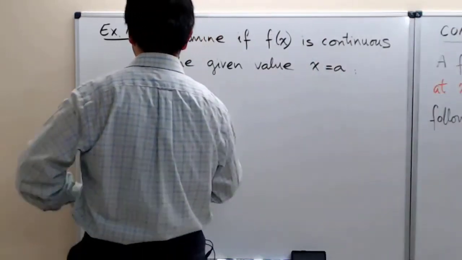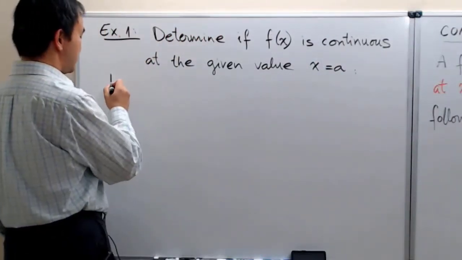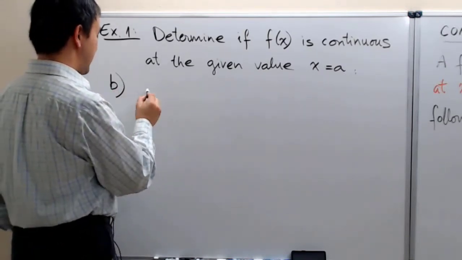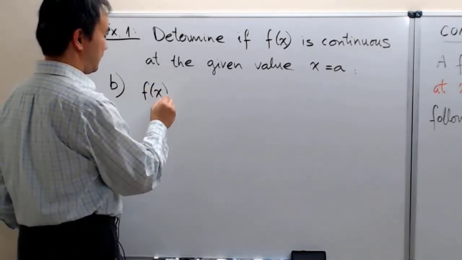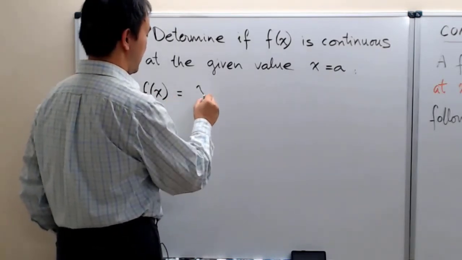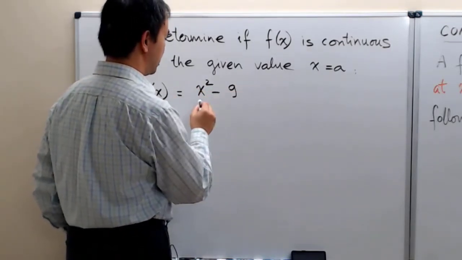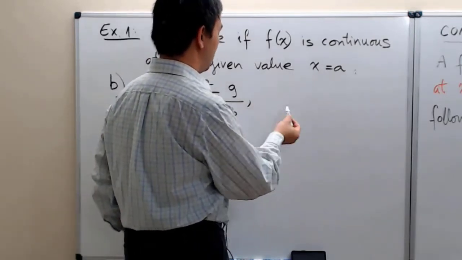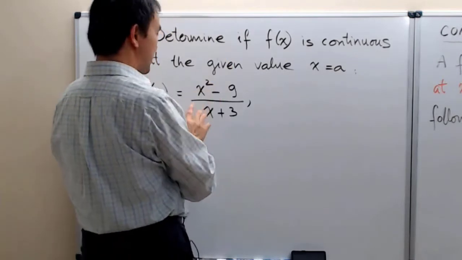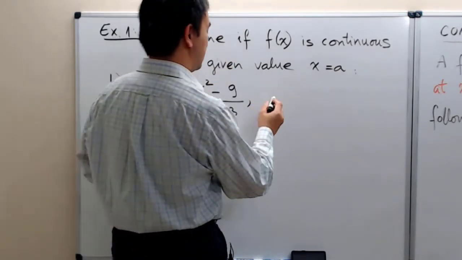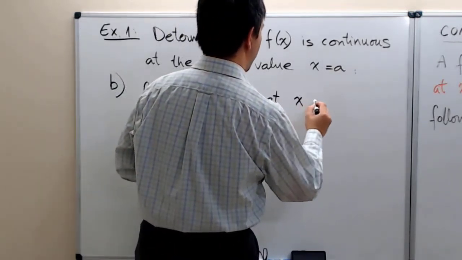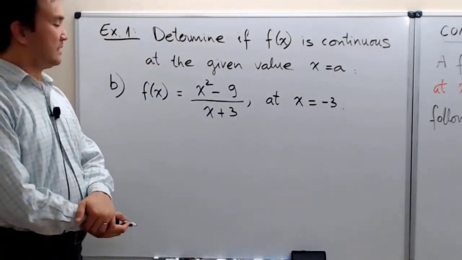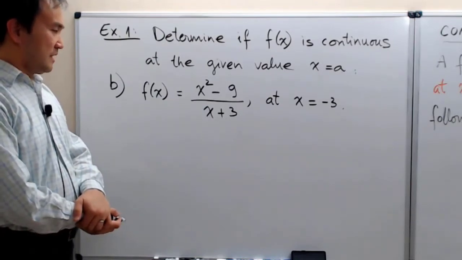And now let's look at our next problem. In example 1, problem B, let's say we are looking at our function f of x equals x squared minus 9 over x plus 3, and we want to determine whether f of x is continuous at the given point x equals negative 3.